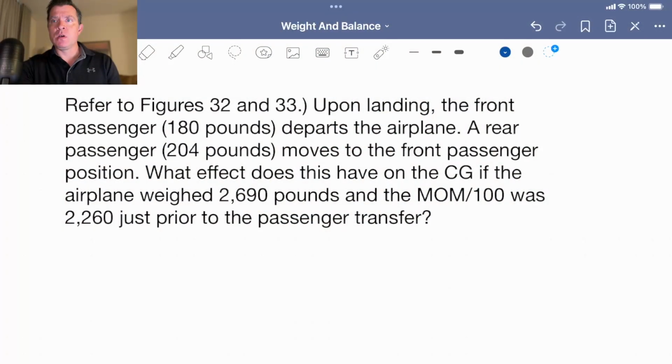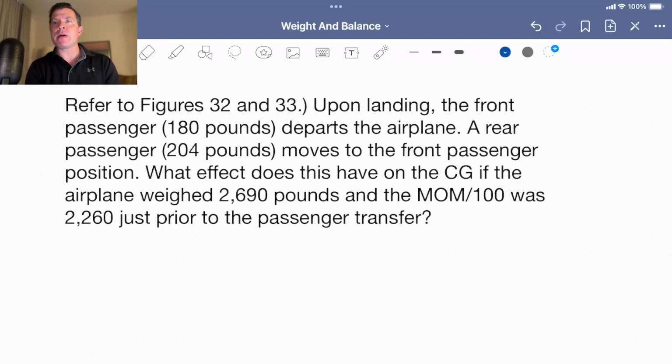All right, we're going to look at how to shift weight on an airplane and then calculate the center of gravity using figures 32 and 33 in your test supplement book. So go ahead and pull that up. You may get a question that's something like this. Refer to figure 32, 33.